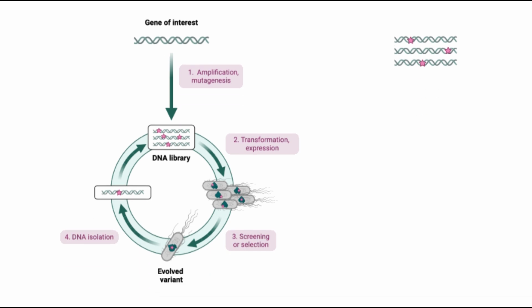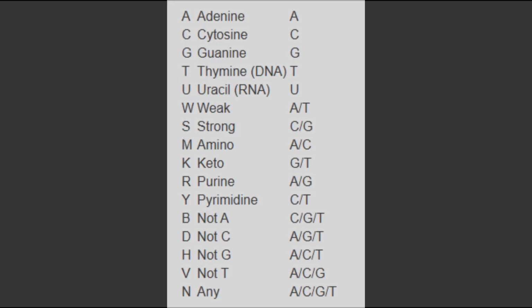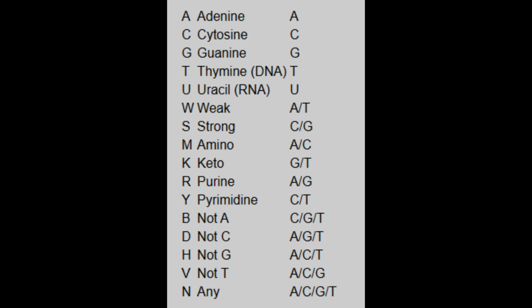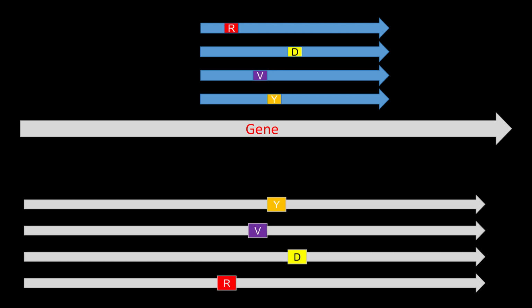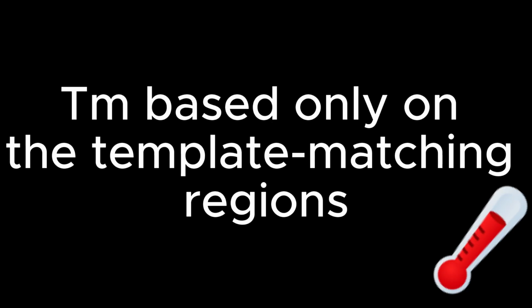To explore multiple variations at once, you can build a library using degenerate oligos at your target site. This is a massive time saver, as it avoids the need to design and order thousands of individual primers. With just one PCR reaction, you create a pool of variants ready for screening or directed evolution. Just remember, the same rules from standard substitutions apply.